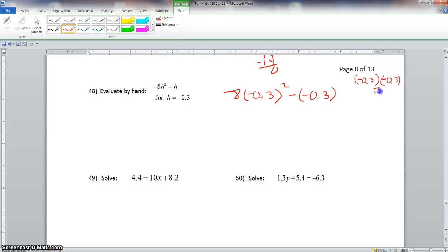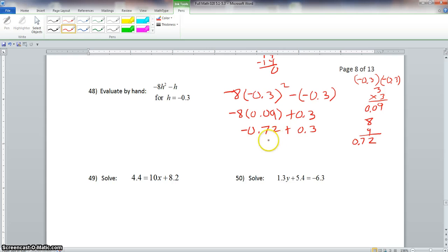And we could drop those decimals. 3 times 3 is 9. And we know it's positive because negative times negative is positive. And we had 2 digits behind the decimal. So this would be 0.09. So now we have negative 8 times 0.09 minus a negative 0.3, which is plus 0.3. Now, we could take 8 times 9, drop that decimal. That gives us 72, and we add 2 digits behind the decimal. And we know this is going to be negative. So it'll be a negative 0.72 plus 0.3.